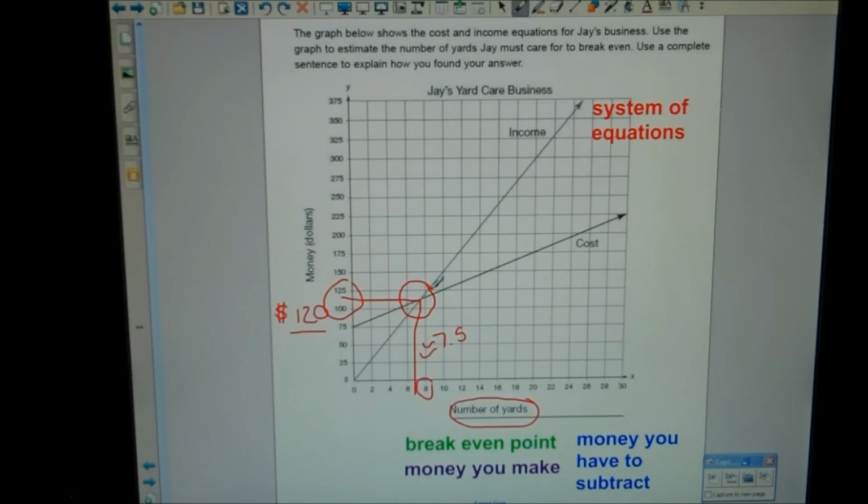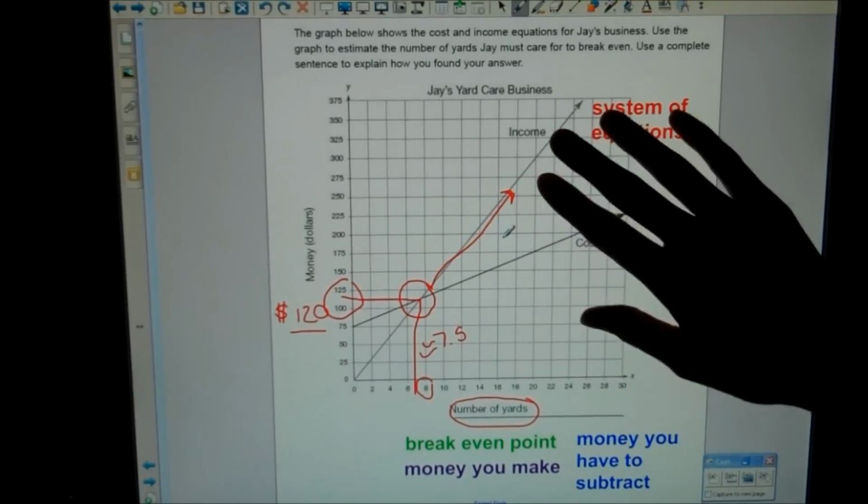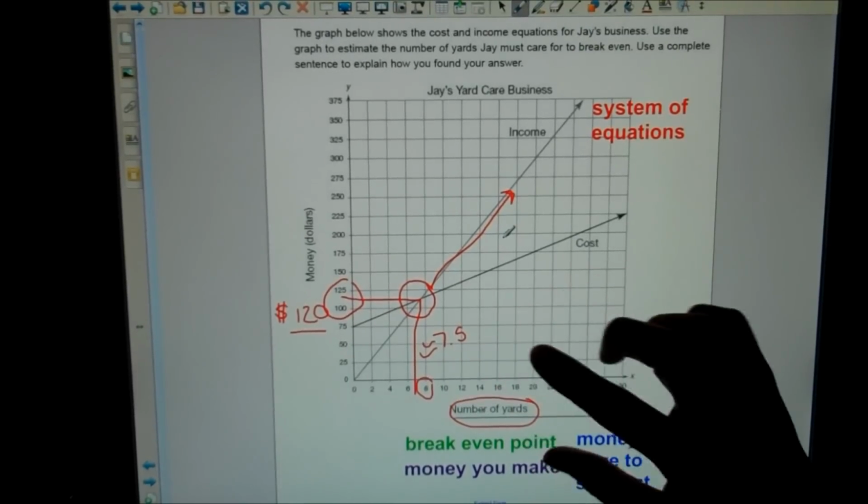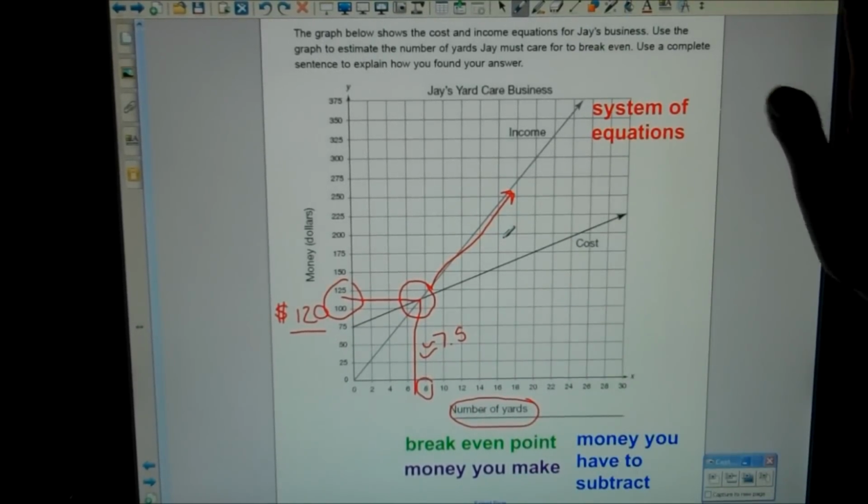What happens after 7.5 yards? Yeah, I start making money. So I have to mow at least 7.5 yards to make any money. Or I should just be sitting at home playing video games because I'm just losing money.